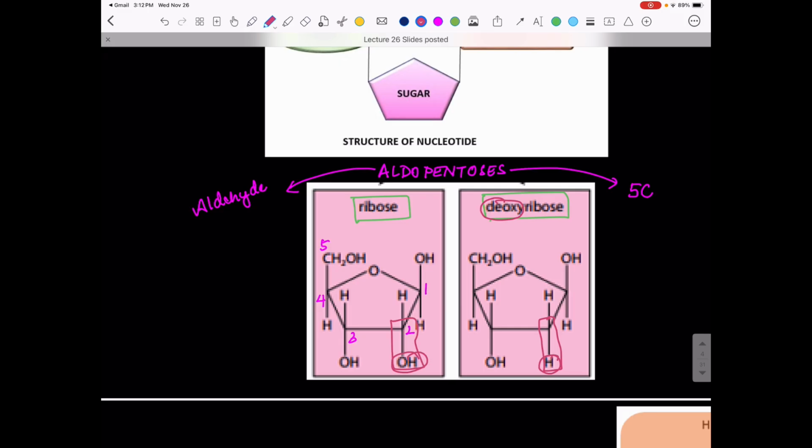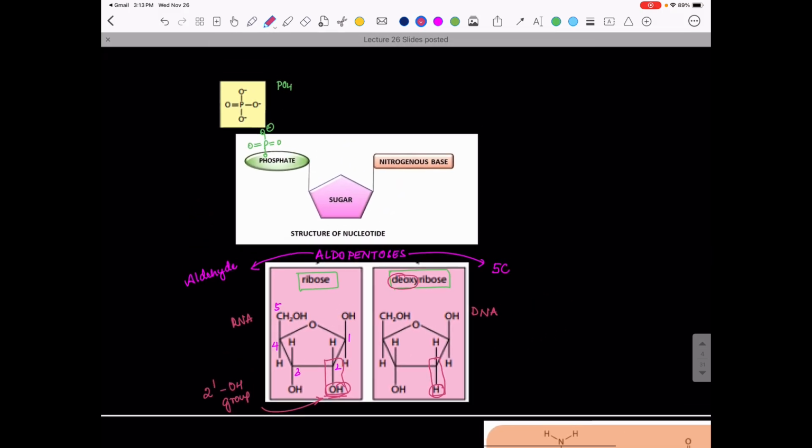Now, this small little difference affects its stability. DNA without the oxygen is much more stable compared to the RNA when it has the 2'. This is called the 2' OH group on the ribose sugar. Riboses are present in case of RNA, whereas deoxyribose is present in case of DNA. So this is the sugar unit in the nucleotide monomer.